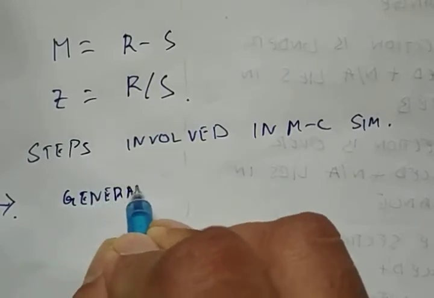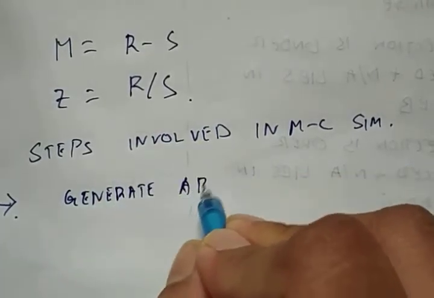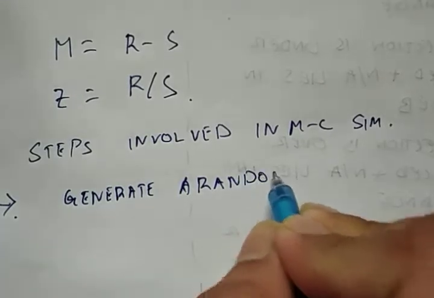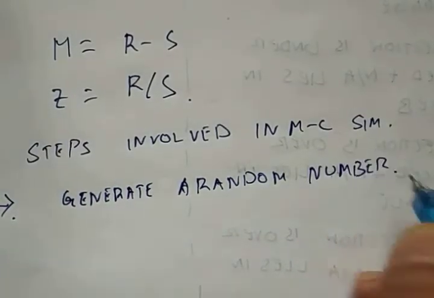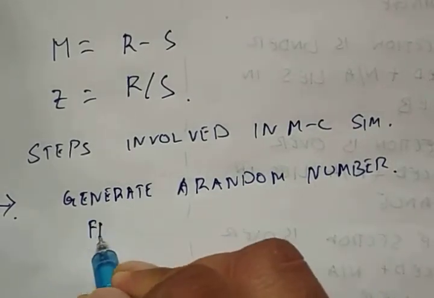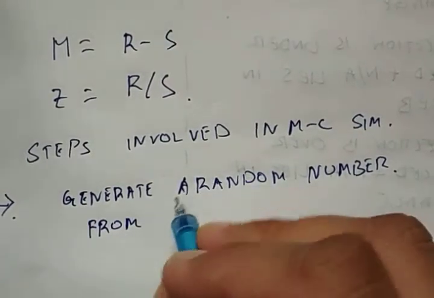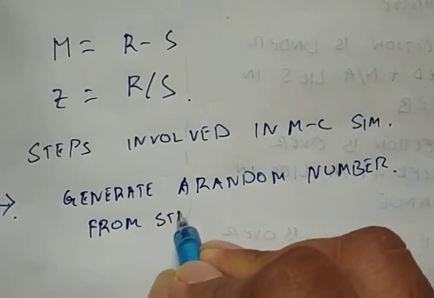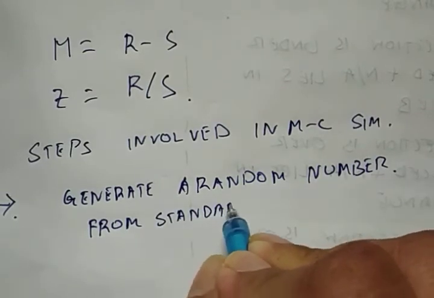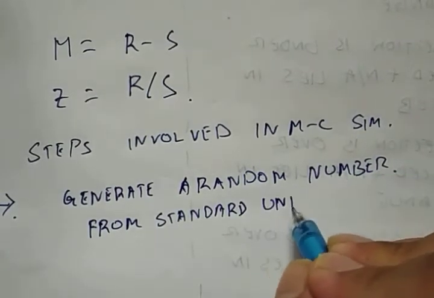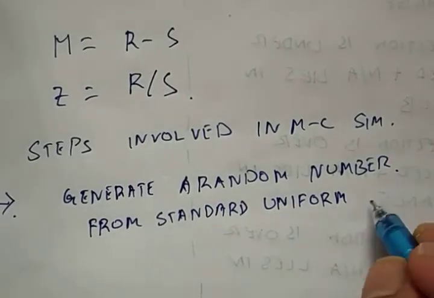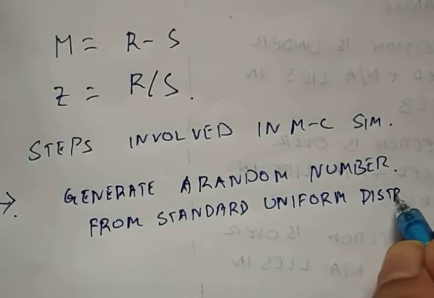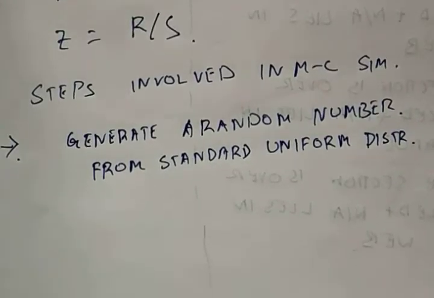Generate a random number from standard uniform distribution. Standard uniform distribution. I'll just explain this to you. So you need to remember this points distribution. I'll just write DSTR. Okay.